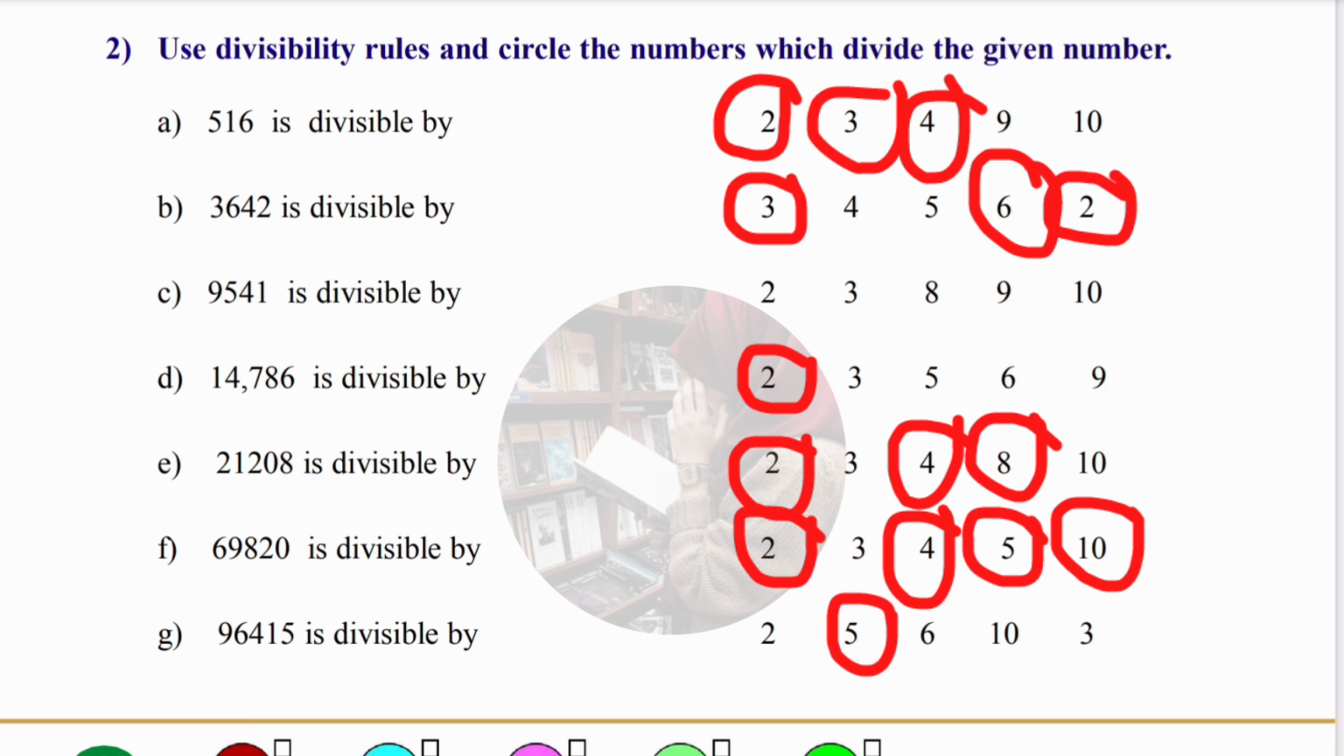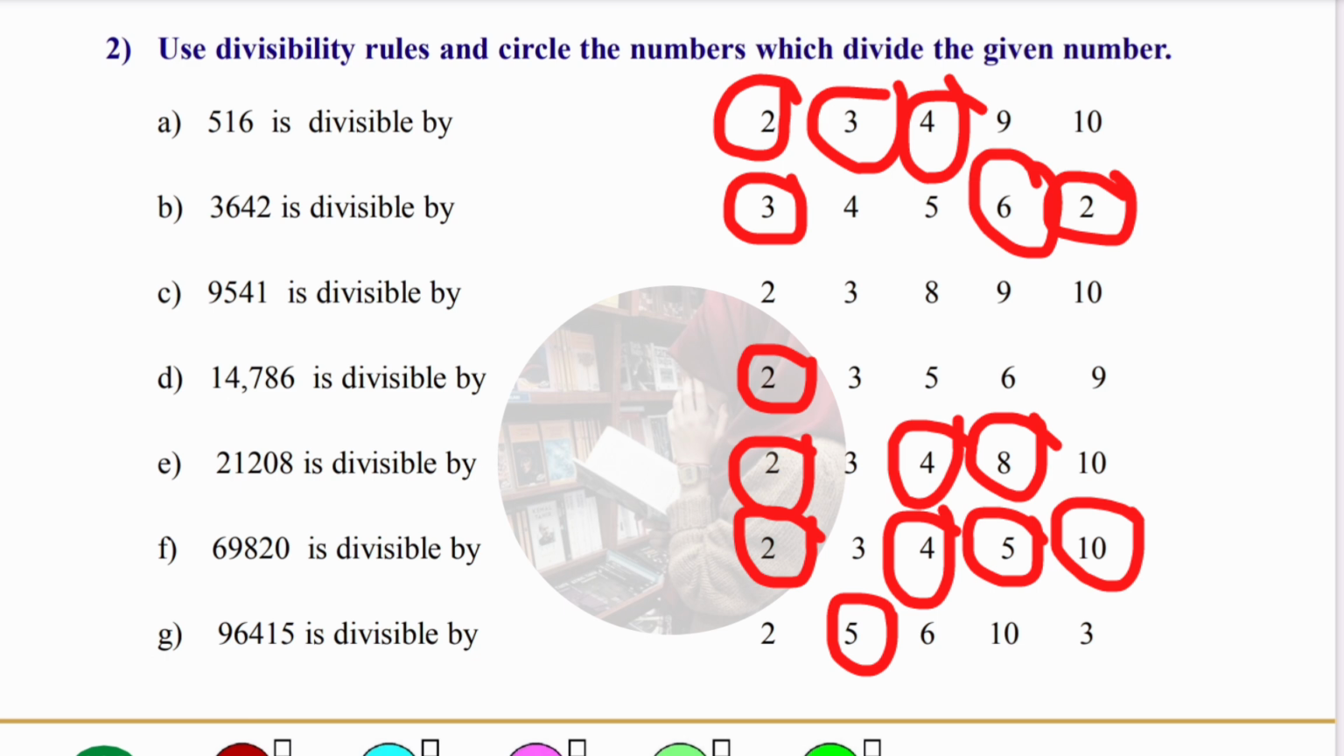Next, the sixth number is 69,820. It is divisible by 2, 4, 5 and 10. As we have 0 in the last digit, which is a multiple of 2, 4, and also 5 and 10, we can say it is satisfied for that rule. Okay, so 69,820 is divisible by 2, 4, 5, 10.